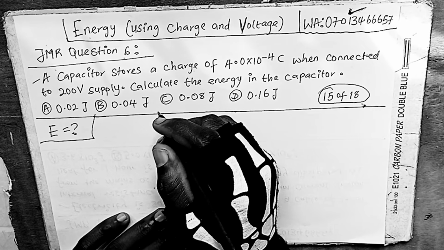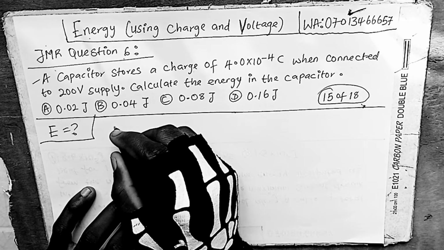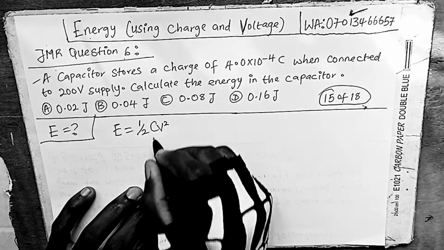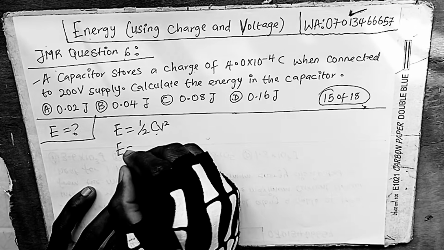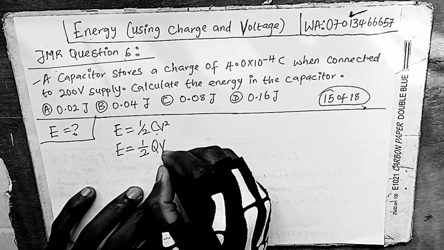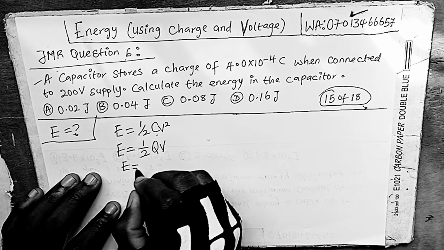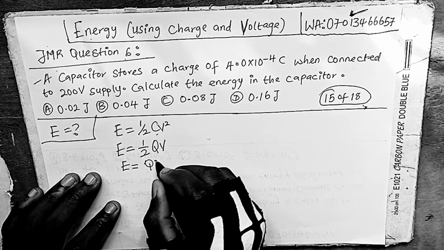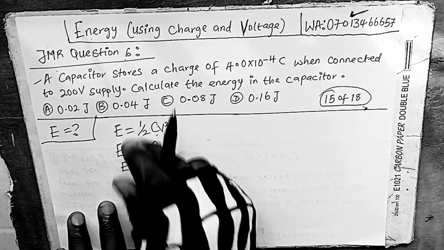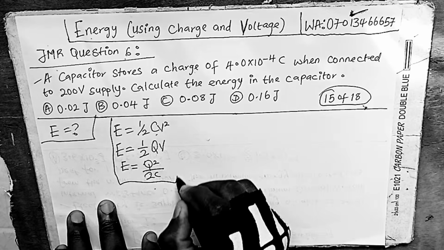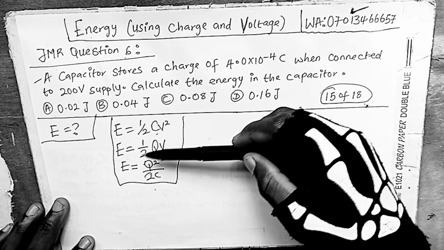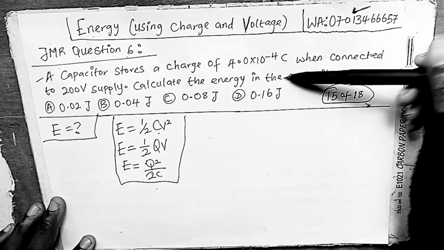It has about three or four formulas. Let me write the one I can remember first. E, which is energy, is equal to 1 over 2, that's half CV squared. This is the most common. You also have another one: E is equal to 1 over 2 QV. Then you have the final one: E is equal to Q squared over 2C. So these are the 3 formulas for energy of a capacitor. How are you going to choose the right one among the 3? Depending on the parameters they give you in the question.